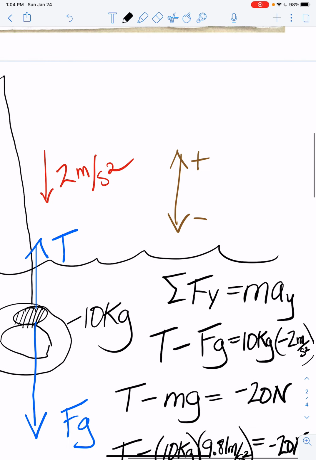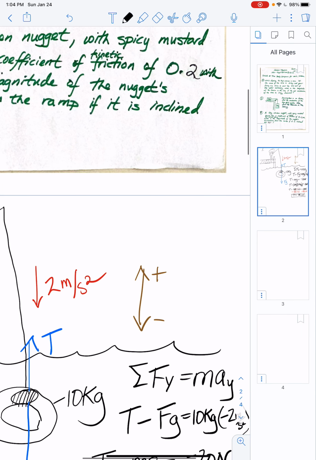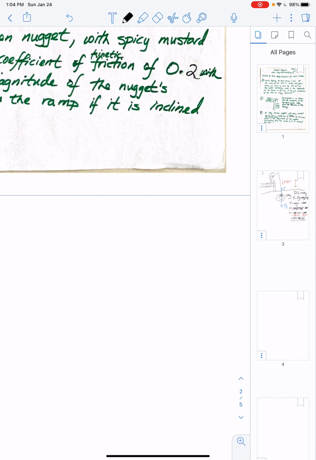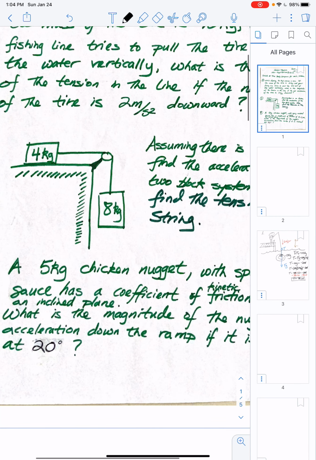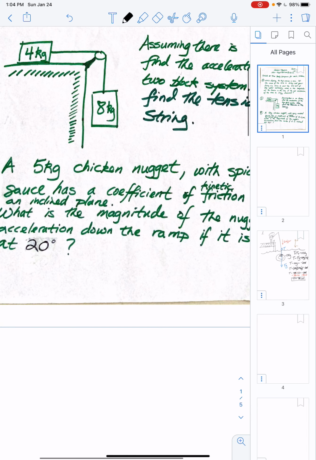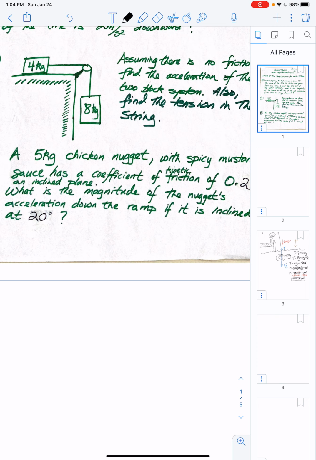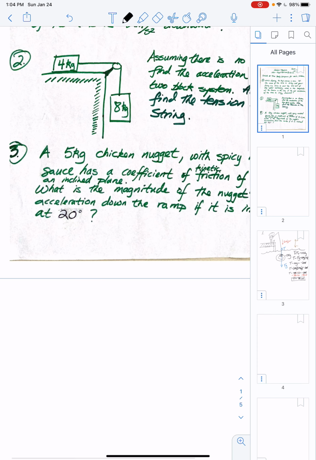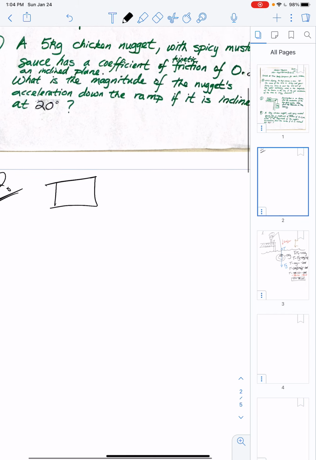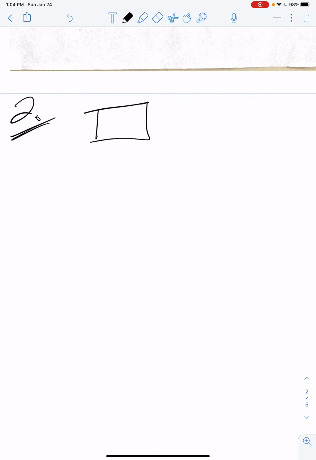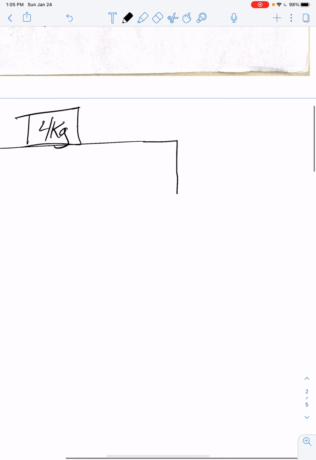All right, let's go ahead and add a sheet of paper here, and we'll try the next one. Okay, so problem 2 here. Assuming there is no friction, find the acceleration of the two-block system. Also find the tension in the string. All right, so for number 2, we have something like this. Let's get rid of that. So once again, no friction on the table up here. Go ahead and draw it a little bit larger.